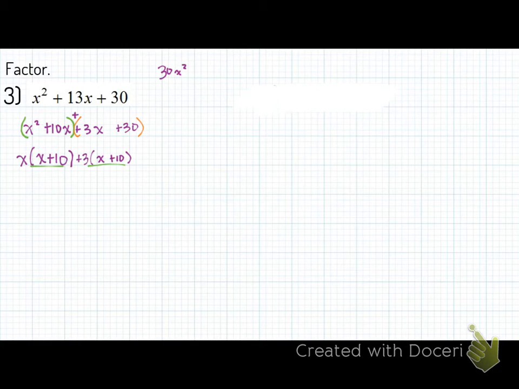So what can I factor out still? X plus 10, that's right. So we're going to take out that x plus 10, and then what are we multiplying it with, everyone? X plus 3. Look at that, you just factored this trinomial.